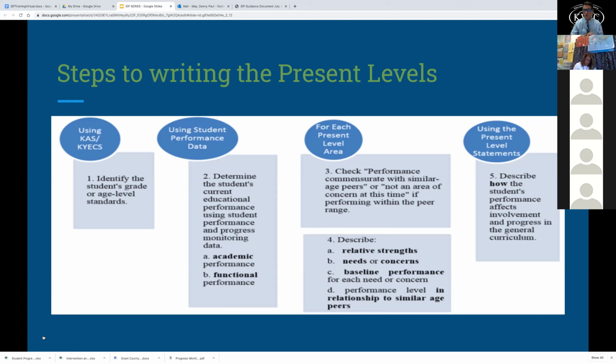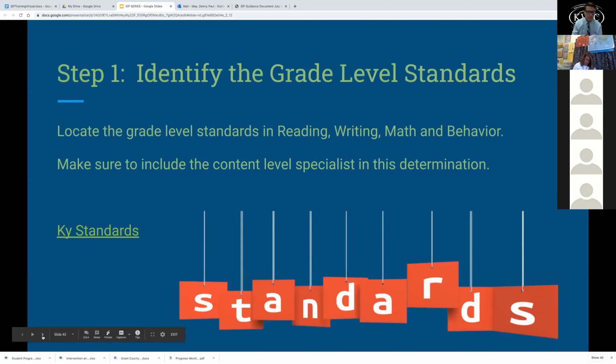We know that for students with mild mental disabilities, there should be a minimum of 4 goals. There should be reading, math, written expression, and adaptive behavior. So if you have students on your caseload with the disability category of MMD, mild mental disability, a minimum of 4 goals should be in those students' program. And then 5th, describe how the student's performance affects involvement in and progress in the general curriculum. We're going to look at these things in a little more depth as we move through.